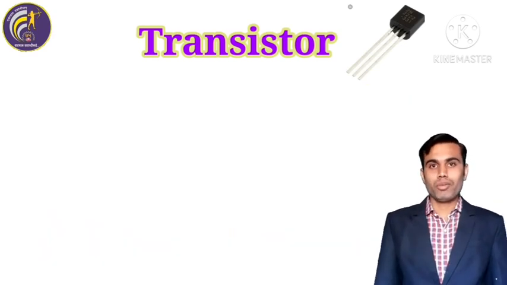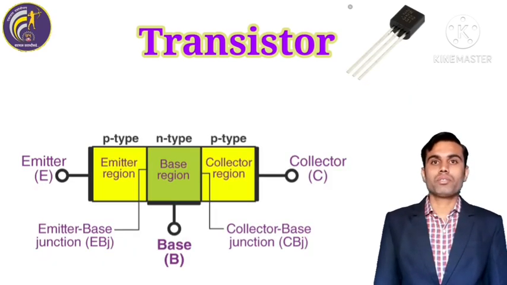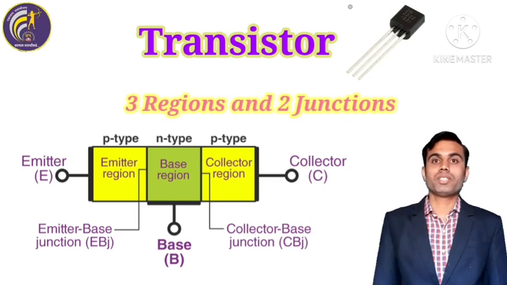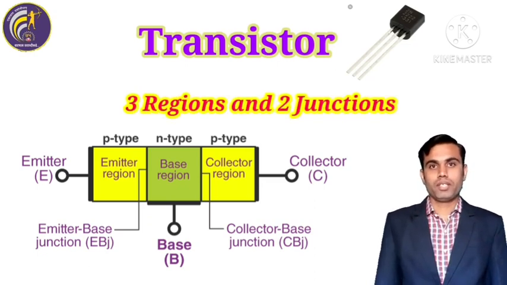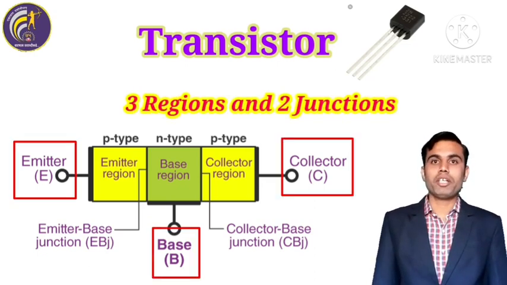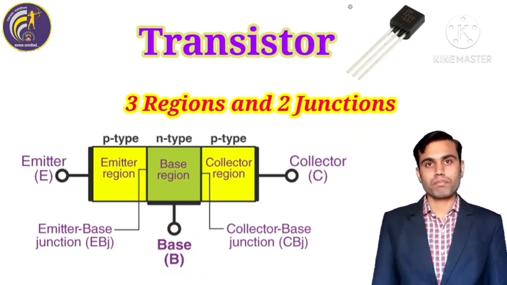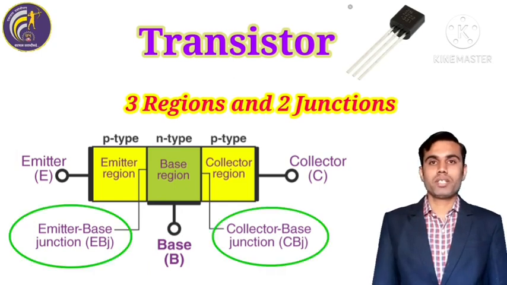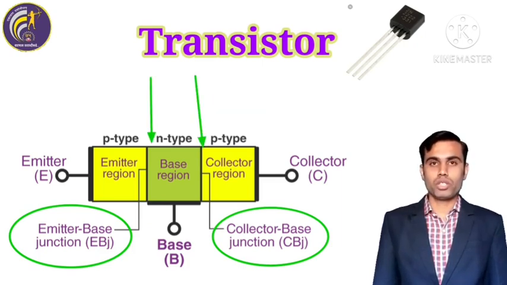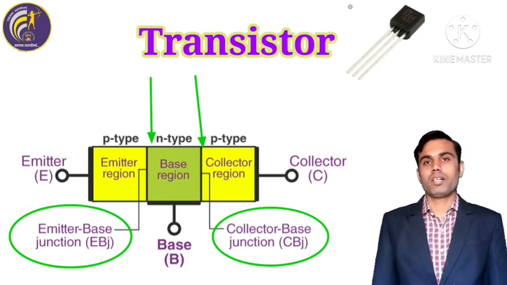Transistor is an electronic device which contains three regions and two junctions. The three regions are namely emitter, base and collector. And there are two junctions also. The first one is the emitter base junction and the second one is the base collector junction. As we can see in the given diagram, these two junctions are shown in between emitter, base and collector.